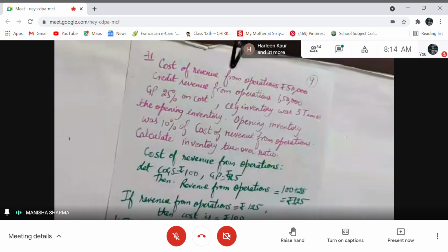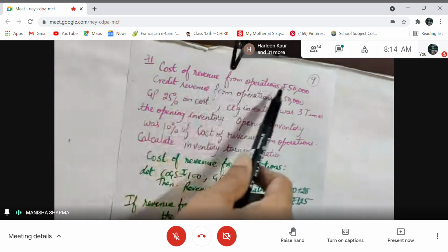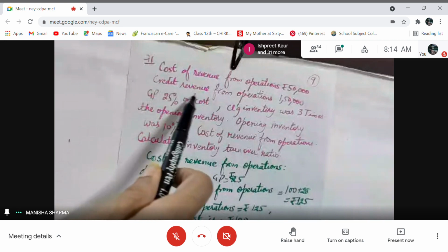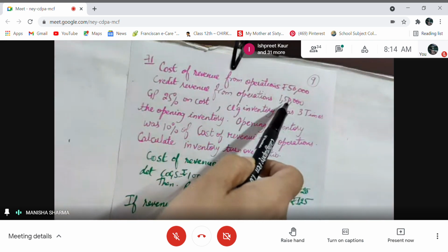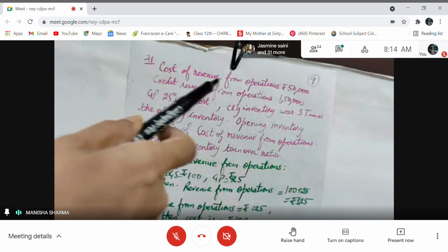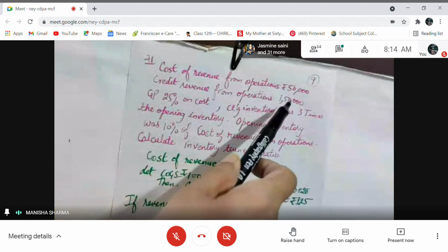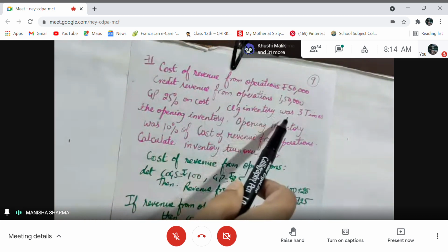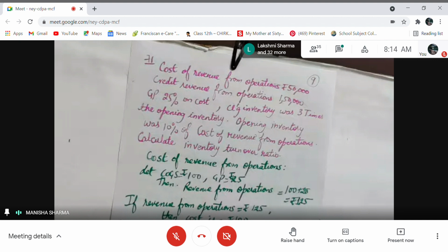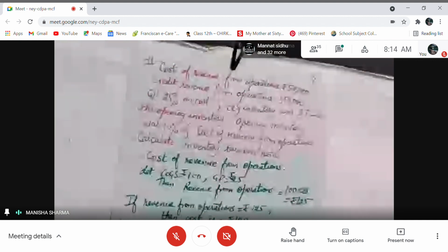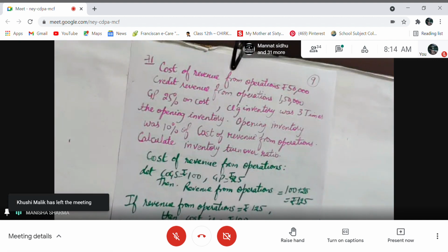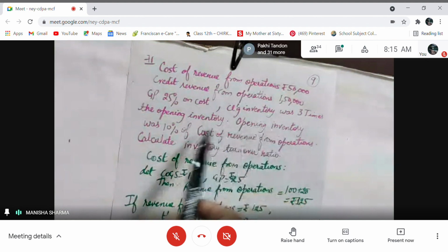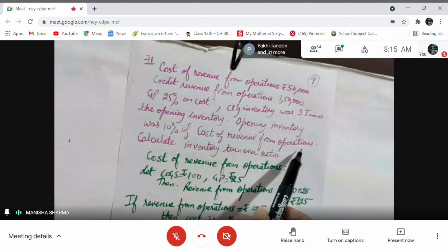Next illustration is: cost of revenue from operation is rupees 50,000. Credit revenue from operation is 1,50,000. So you have cost of revenue from operation and credit revenue from operation. GP is given as 25% on cost. Closing inventory was 3 times the opening inventory, right? So it's simple. If opening inventory is say X and the closing inventory is 3 times the opening, it would be 3X, right?